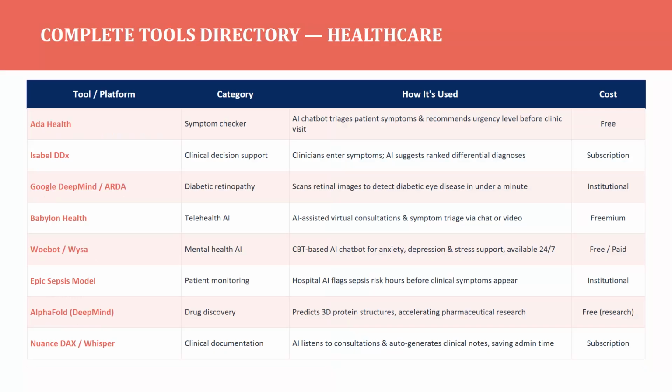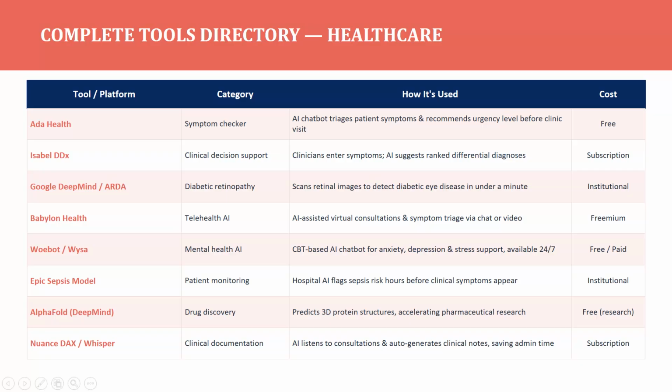So, what are the complete tool directories for healthcare? We have talked about Ada Health, we've talked about Isabel DDX, we've talked about Dawa Afya, we've talked about Google DeepMind, then we have the Babylon Health, then we have the Woebot, the Wysa, the Epic Sepsis Model, the AlphaFold DeepMind, and then we have the Nuance DAX and Whisper. So these are very, very powerful tools that are able to support within the health sector.